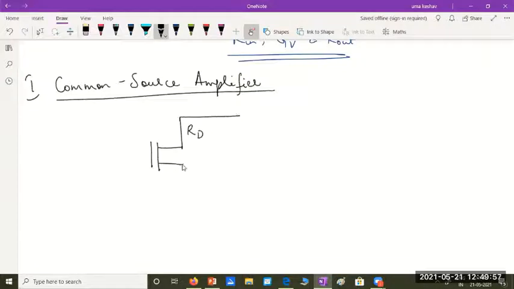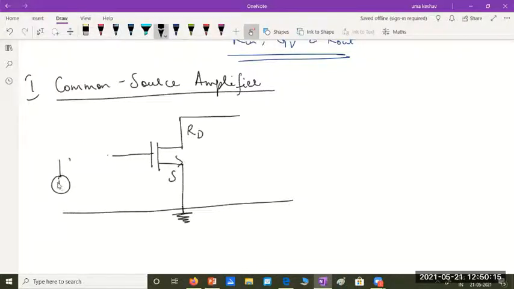So common source means, remember, source should be the common terminal between input and output. So source should be grounded, correct? And where should we give the input signal? The input signal V sig along with its impedance R sig should be connected between the gate and the source, which is grounded.